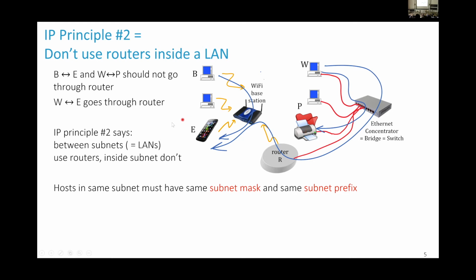So that's the second principle. Inside a subnet, you send directly. That means without going through a router. And as we have seen last week, in order to be able to apply this principle, you need something called a subnet mask. When W sends a packet to P, W analyzes the IP destination address, and by the destination address knows that P is in the same local area network. Therefore, W will not send it to the router here, but it will send it directly to P.